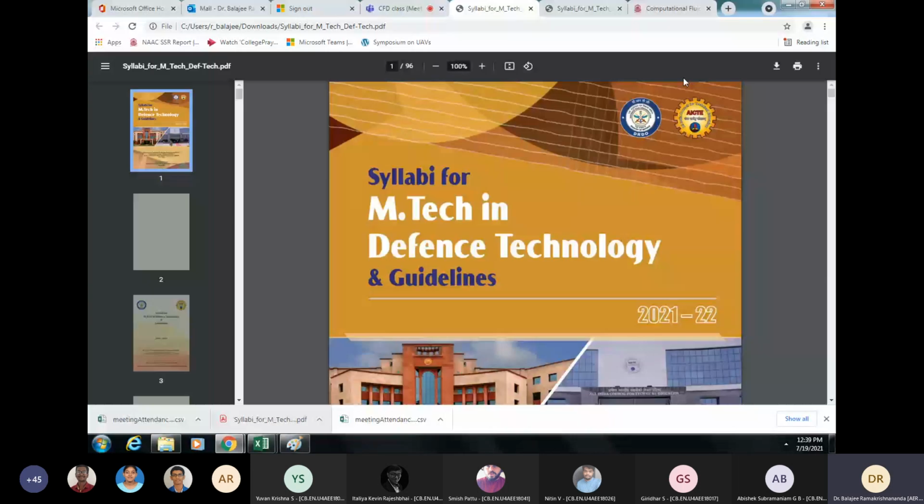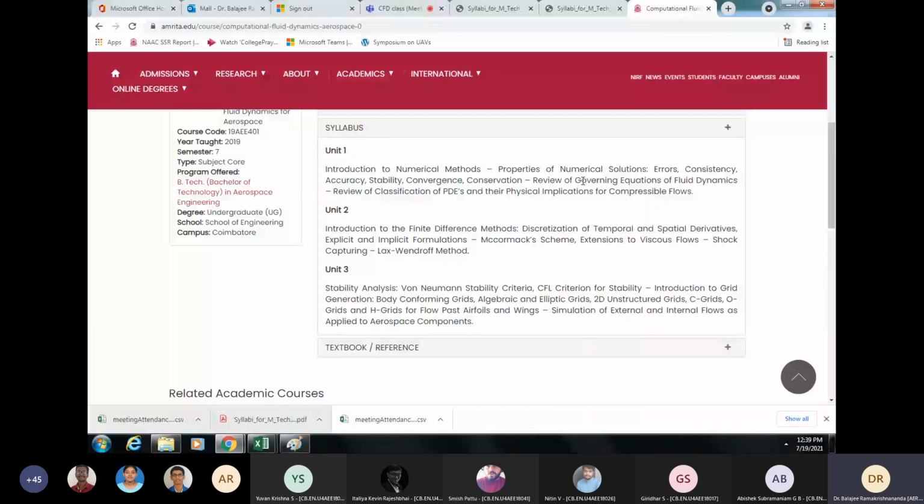Okay, now to the syllabus. Unit 1 will be Introduction to Numerical Methods. So it will be going more into the properties of numerical solution, just what you were telling. When you want to do this numerical solution, that is discrete and everything, you get errors. What type of errors are there?